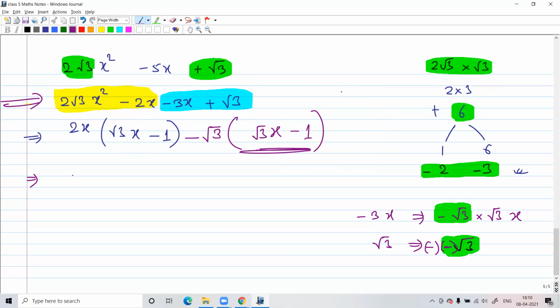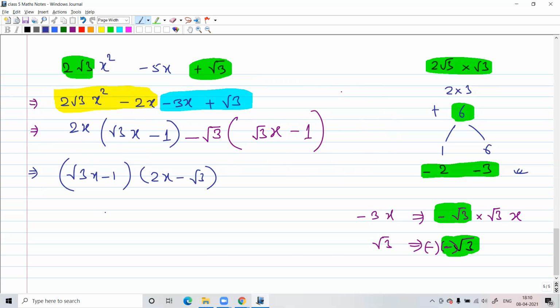Okay. So finally, what do we get? Two x minus root 3, minus x root 3... I will take common and I will get 2x minus root 3 times root 3x minus 1. So now we have two factors. This is one factor, this is another factor. And to find the zeros, we'll take both the factors one by one and make them equal to 0.